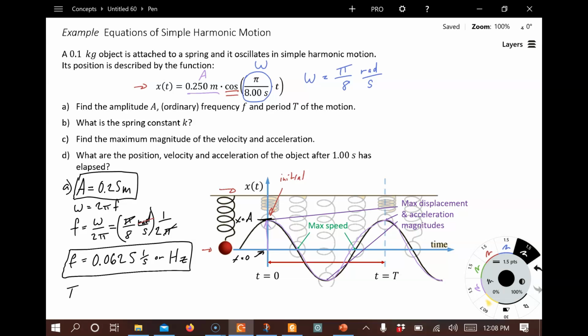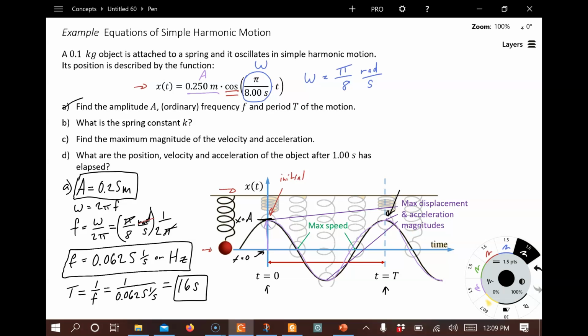You can see it over here. If you start at t equals 0, you finish at t equals capital T, and notice that you're back to the top again, just like you started out. So that's one full complete oscillation. T is defined as the reciprocal of the ordinary frequency, 1 over f. That means 1 divided by 0.0625. I'm going to use the 1 over second units now, because that will give us seconds. If we calculate that, we end up with 16 seconds, and that is the period. So we got part A done.